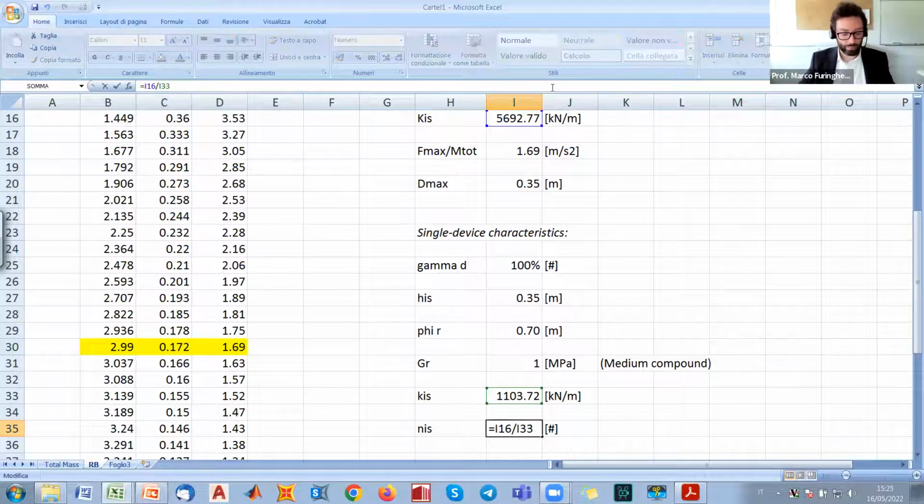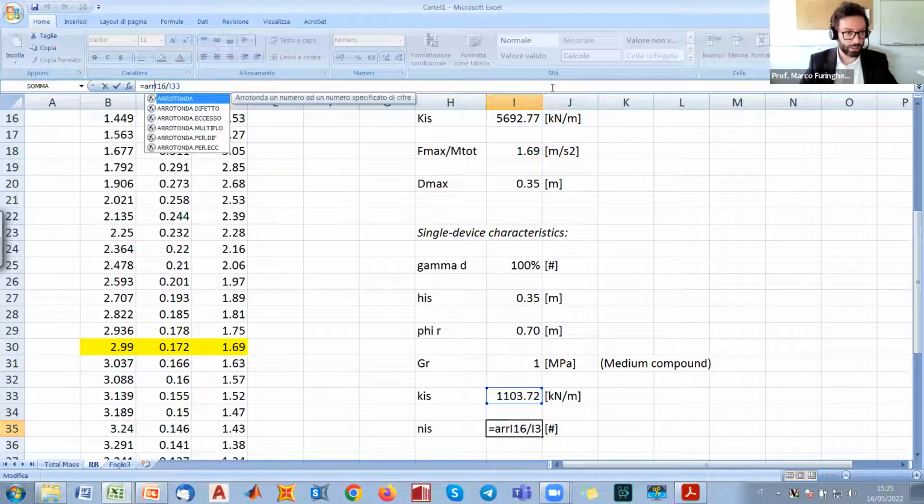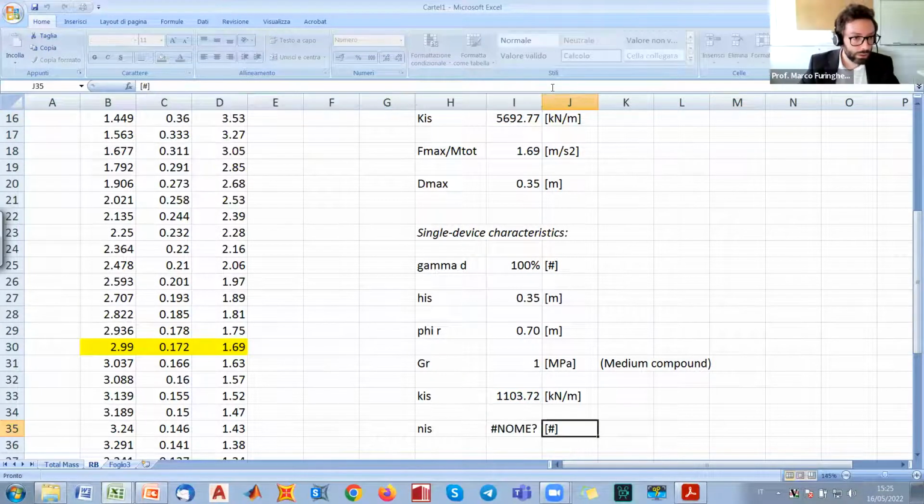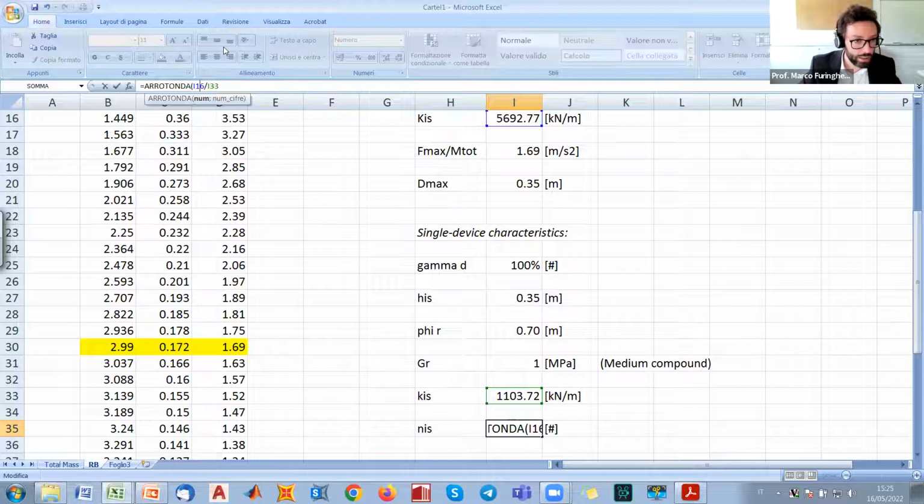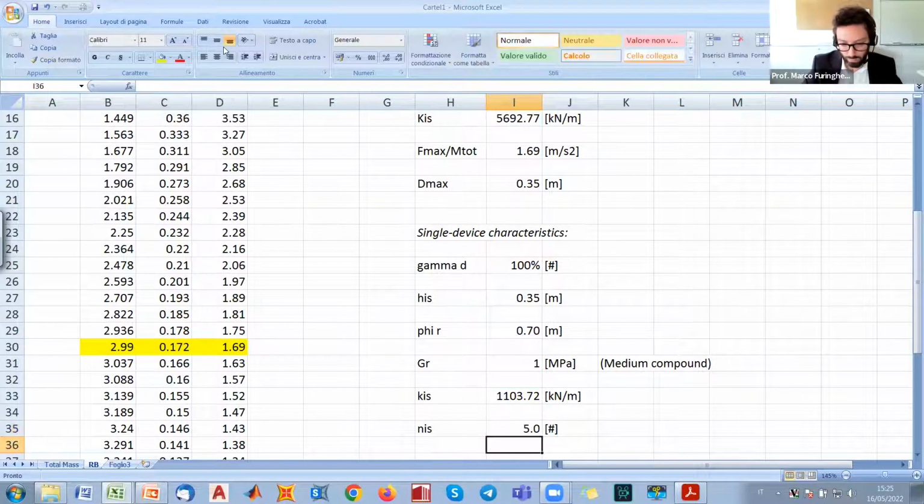So we can use a round function, because unfortunately I have Excel in Italian, so it is arrotonda. Okay, just with no digits. So we have 5 isolation devices.